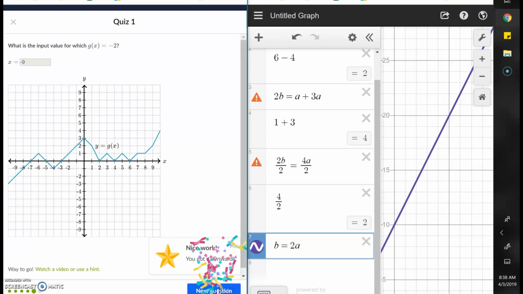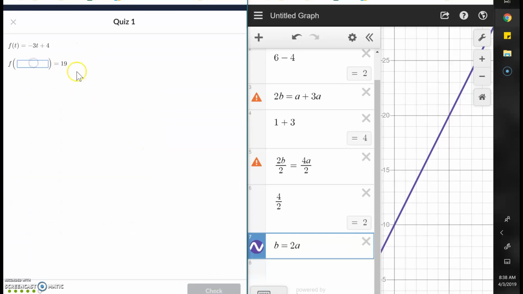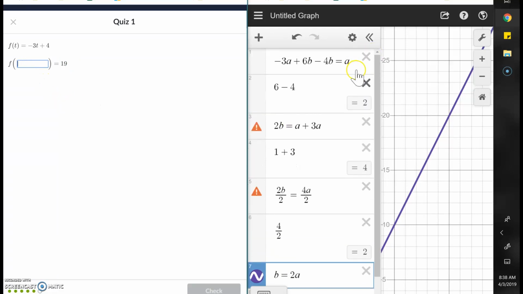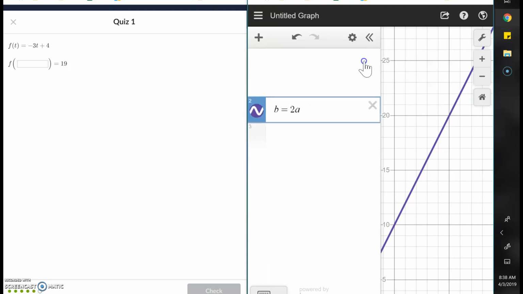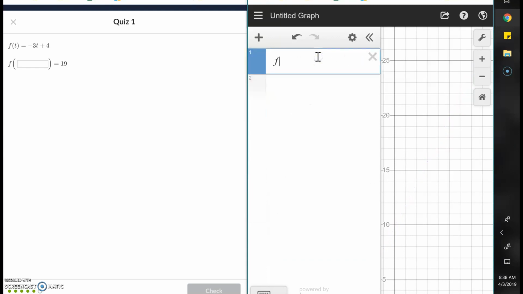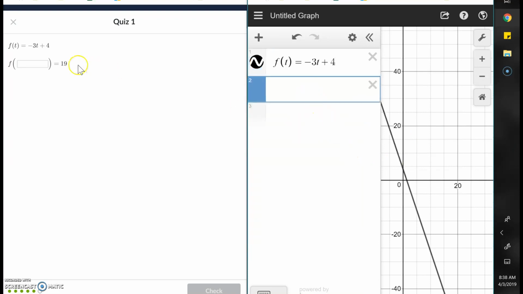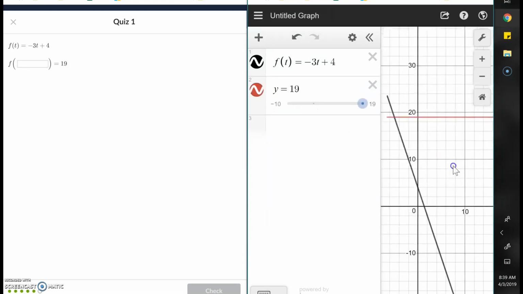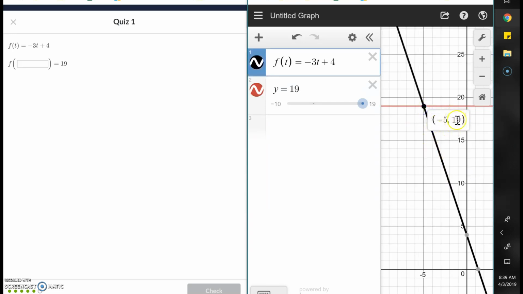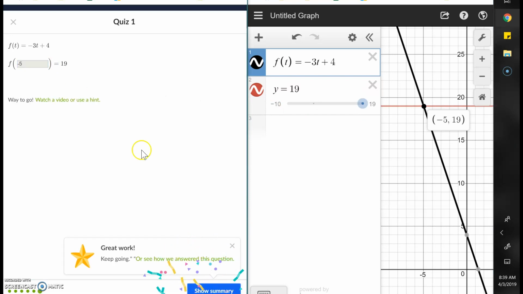This is backwards. Here, it's giving us the output, and we got to find the X value. So let's go ahead and reset our Desmos. We want to type in the function first. And we know that the output is 19, so we know the output, the Y value is 19. Helps us create this line that we can use to find what the input is. So when the output's 19, the input is -5. And that's how you do it.